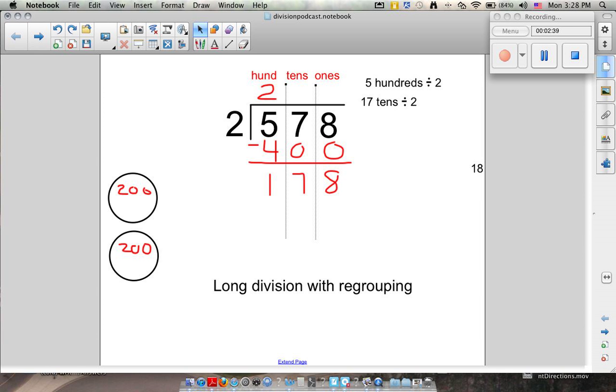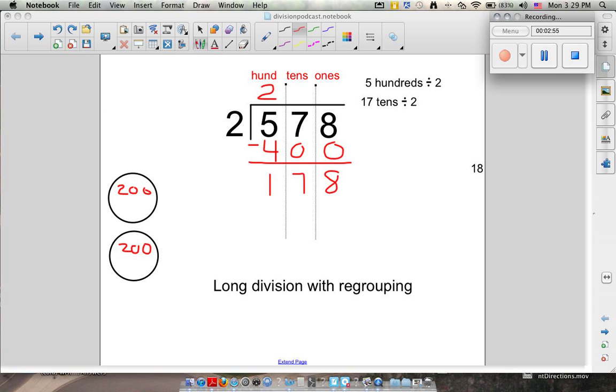17 describes the number of tens that are remaining. 17 tens. Your next step is to think, how many of these 17 tens can I divide evenly into 2 equal groups? If we divide 17 tens into 2 groups, we know that there are 8 tens in each group. 8 tens is worth 80.